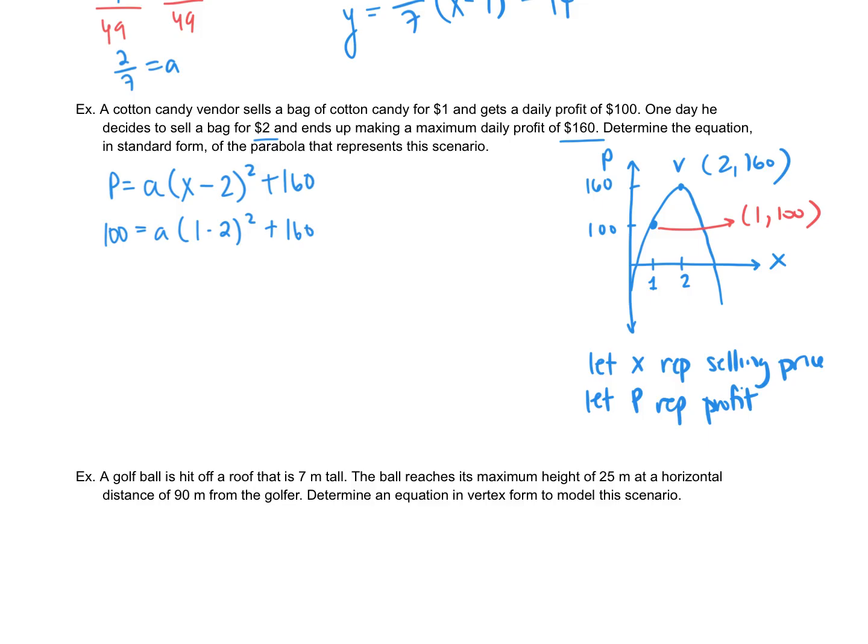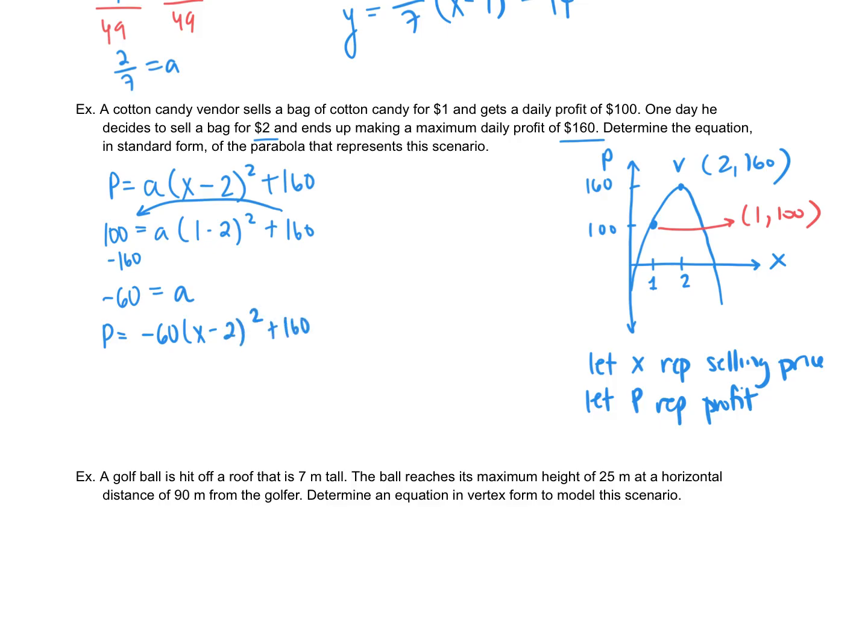And now, same thing. I'm going to isolate for a, so I'm going to bring the 160 over. It moves over with subtraction, and 100 minus 160 is negative 60. And then 1 minus 2 is negative 1. And a negative to the power of 2 is going to be positive. So it's going to be positive 1. So that's my a value. And now I have a nice profit vertex form equation.